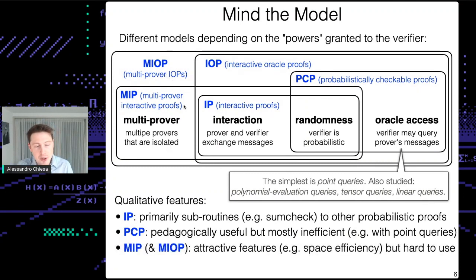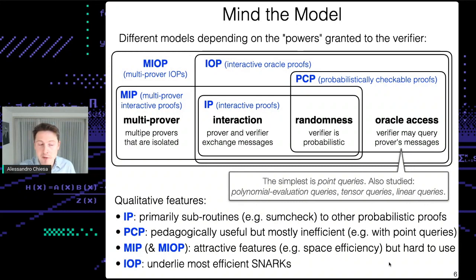MIPs and their generalizations to MIOPs have very attractive features, for example, space efficiency, but they're actually hard to use. We don't really have good compilers to turn these into SNARKs. I'll get into compilers later. I'll just say that I would love to see practical applications of MIPs or more powerful compilers to use them. Today, they have rather limited applicability.